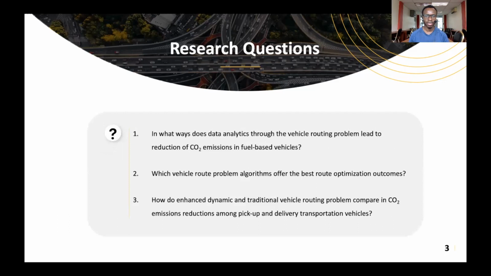The first one is, in what ways does data analytics through vehicle routing problem lead to a reduction in carbon emissions? That's in the context of fuel-based vehicles. The second question is, which vehicle routing algorithms offer the best optimization outcomes? Last question is literally just understanding the difference between enhanced dynamic and traditional vehicle routing, and which one of these two will allow for better carbon emission minimization.